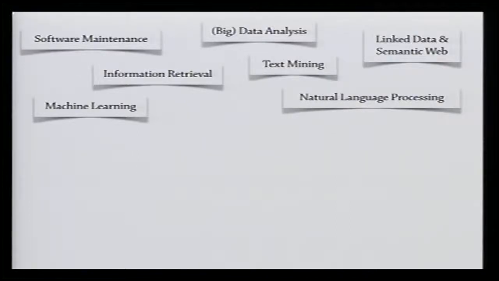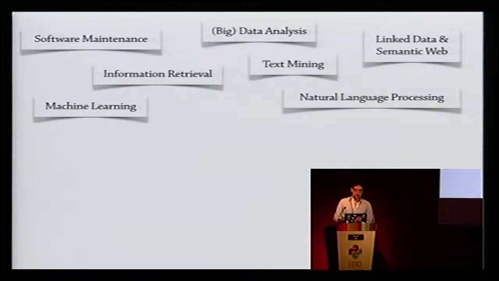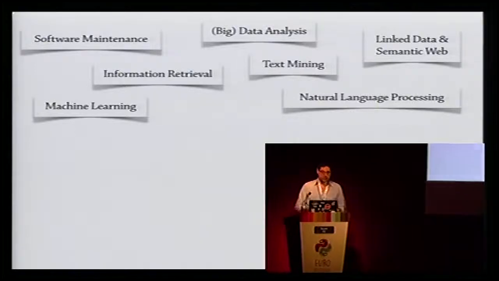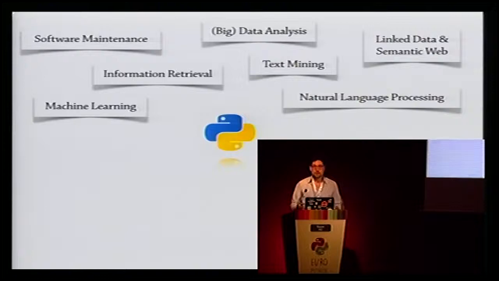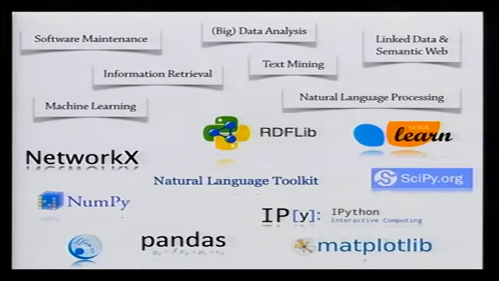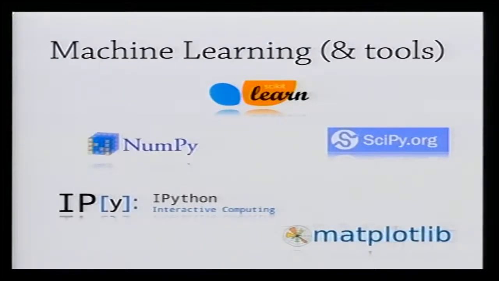Let's get serious. These are some of the topics I usually work on. I work with machine learning algorithms for information retrieval and text mining in general. I recently joined the team in Salerno working with linked data and semantic web technologies, which is very interesting. I usually apply all this to software. In fact, my main research field is software maintenance, so I basically apply machine learning algorithms to source code and the analysis of source code. Of course, I do all this with Python, my preferred programming language. These are more or less all the tools I use every day. In particular, the machine learning tools I use and like the most are these, and these are all the tools I'm going to talk about in a few minutes.